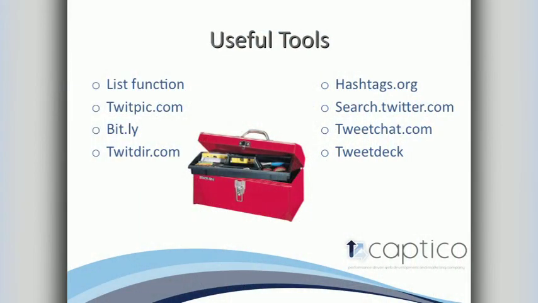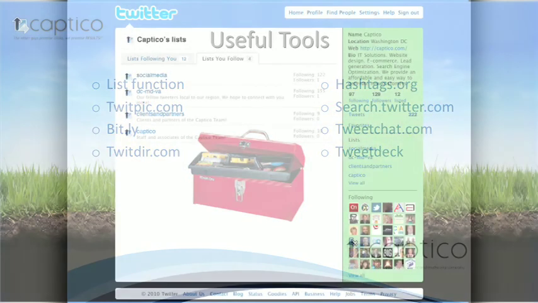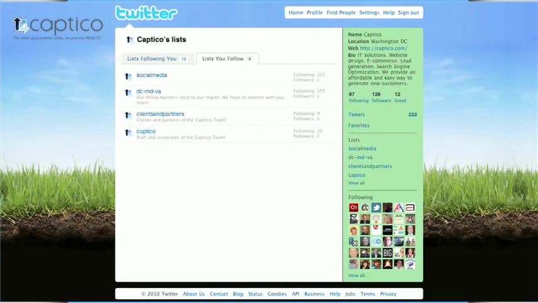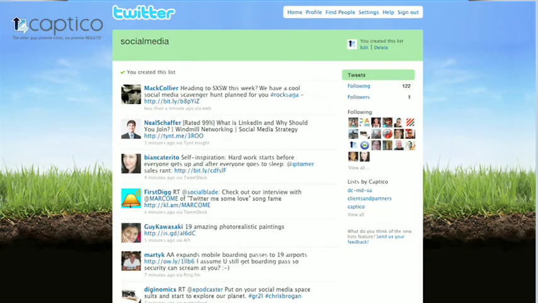This next slide is a list of useful tools that we at Captico use every day to help us use Twitter more effectively. I'm only going to mention a few of them briefly because there's so many. The list function is something kind of new to Twitter. A list allows you to pull in different people from different industries and keep them in a group. That way, if you pull up that list, only their posts will show up. This is especially useful when you start to have many, many followers and many people following you.